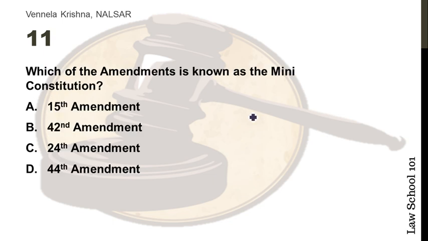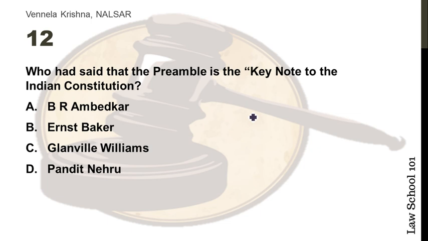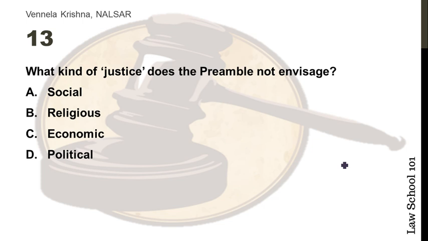11. Which of the amendments is known as the mini constitution? A. 15th Amendment, B. 42nd Amendment, C. 24th and D. 44th. 12. Who said that the preamble is the keynote to the Indian Constitution? A. B.R. Ambedkar, B. Ernst Baker, C. Glanville Williams and D. Pandit Nehru. Question number 13. What kind of justice does the preamble not envisage? A. Social, B. Religious, C. Economic and D. Political.